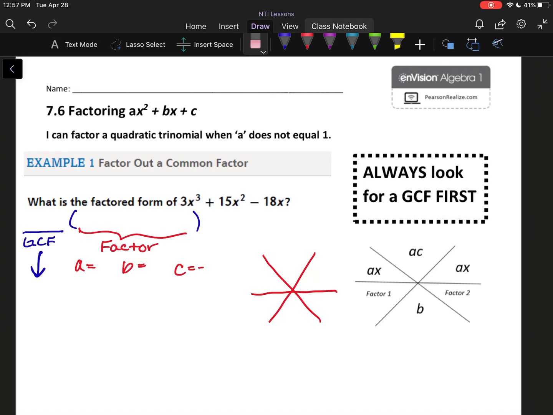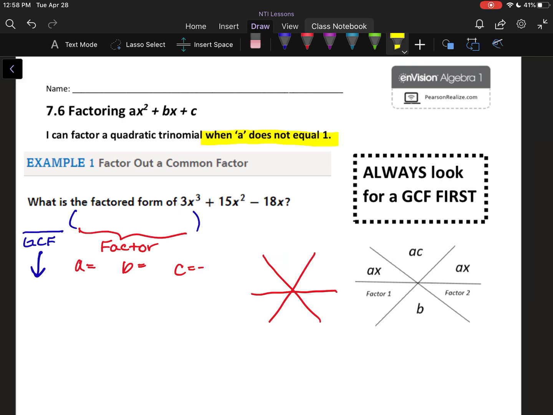Hey there, in this video we're going to jump into factoring a quadratic trinomial when a does not equal 1. It's going to use the same steps as our snowflake method that we used before. The only difference is that a value, as we can see here in this example, is not 1.